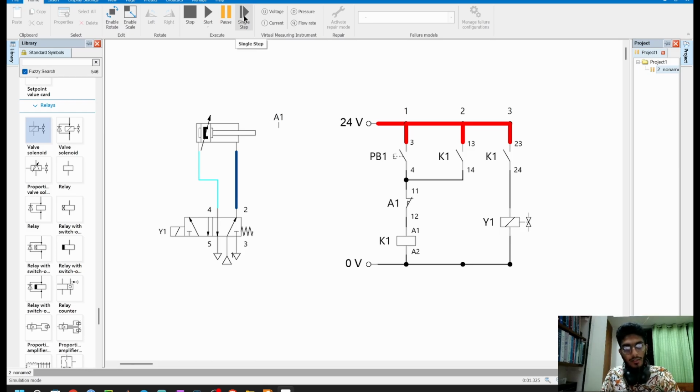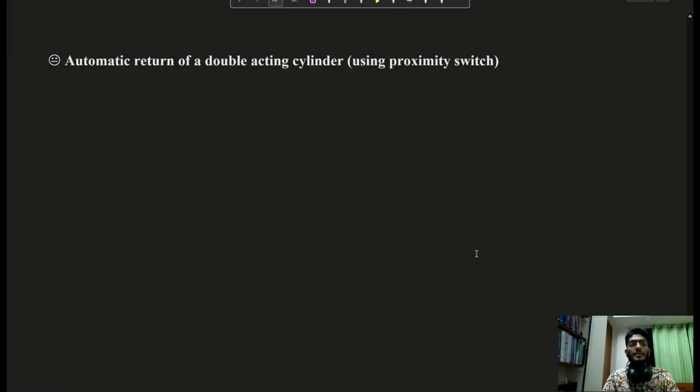Now let's tackle the third problem. Here it is saying that automatic return of a double acting cylinder using proximity switch. So I can solve this problem in two ways. First one is that the 5x2 DCV will be solenoid operated on both sides. And the second one is that the 5x2 DCV has a solenoid on the left side and a spring return on the right side. Let me show you both.